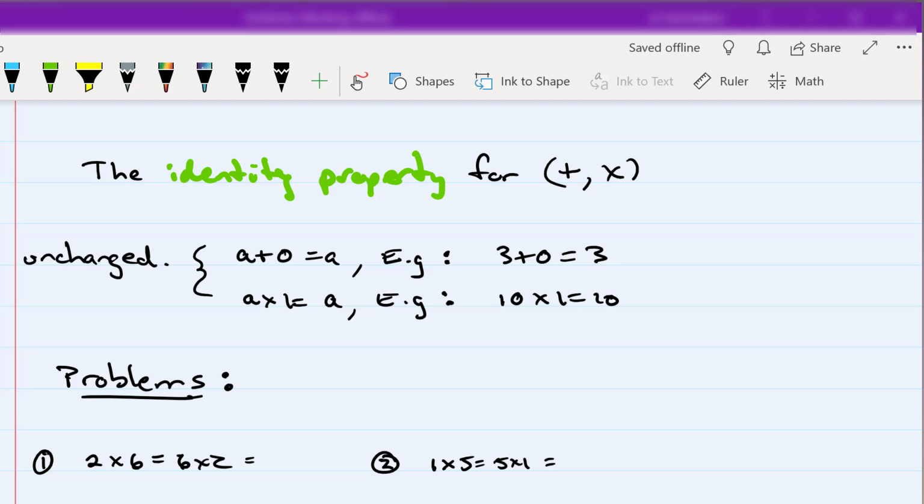For addition, the identity property says if I add 0 to any number, the result is that same number. So for example, if I have 3 plus 0, that's just 3. The identity property for multiplication says if I multiply 1 times any number, that's just that same number. So for example, if I have 10 times 1, the answer is just 10.